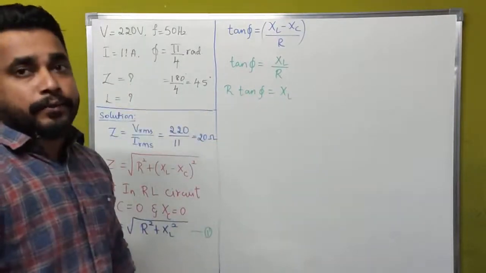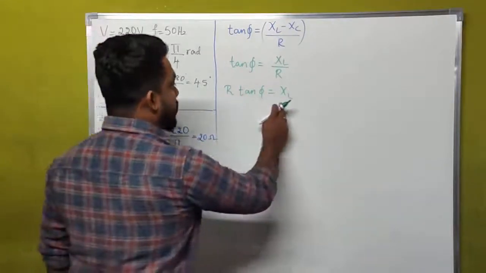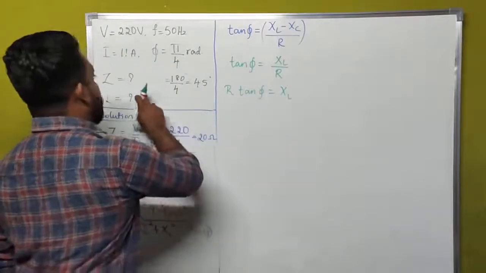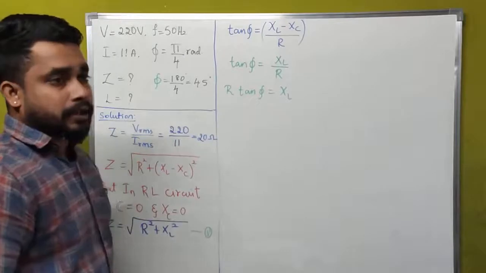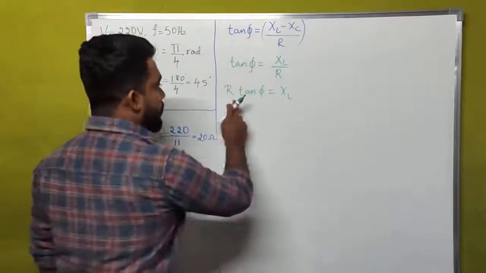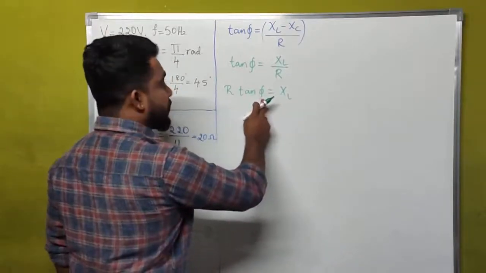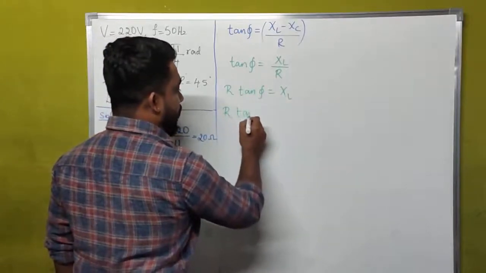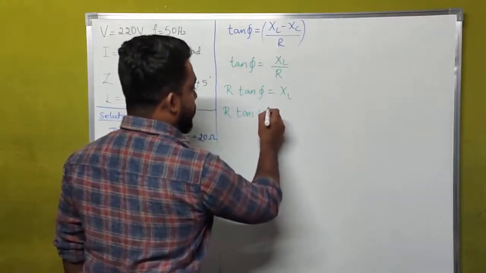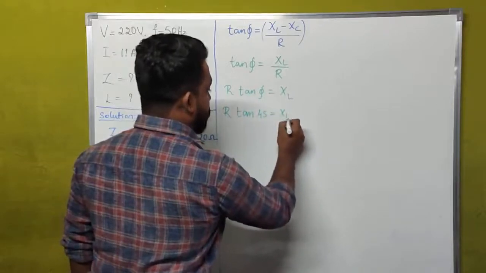R into tan phi is equal to XL. But we know the value of phi. What is the value of phi? That is phi is equal to 45 degree. Phi is equal to 45 degree means we have to substitute the value of phi as 45 here. That is R into tan 45 degree is equal to XL.